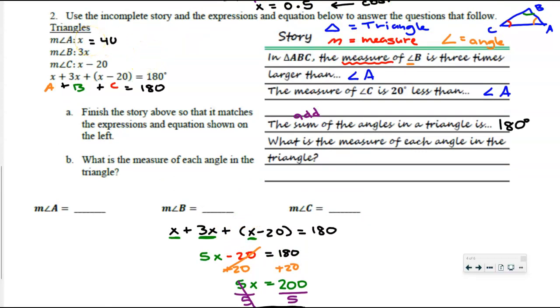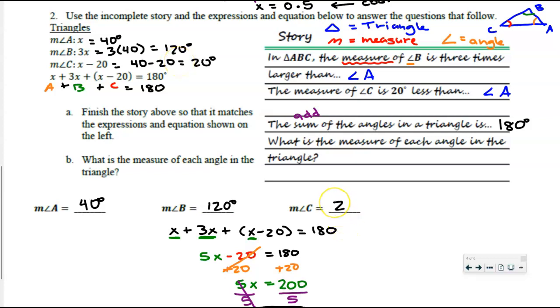Yep, angle A is 40 degrees. So measure of angle A is 40 degrees. What's the measure of angle B then? 120, because it's 3 times 40, and 3 times 40 is equal to 120 degrees. And angle C is 20 degrees less than that, so 40 minus 20 is equal to 20 degrees.